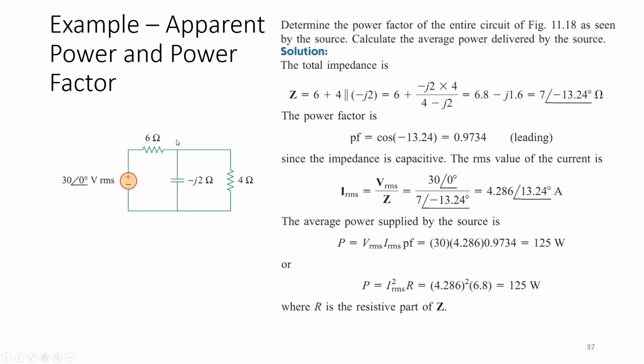We will get the series total impedance of the load, and this angle is negative. This means it's a leading power factor, and the power factor is the cosine of this angle. So in this way we can get the power factor, the first part of our question.